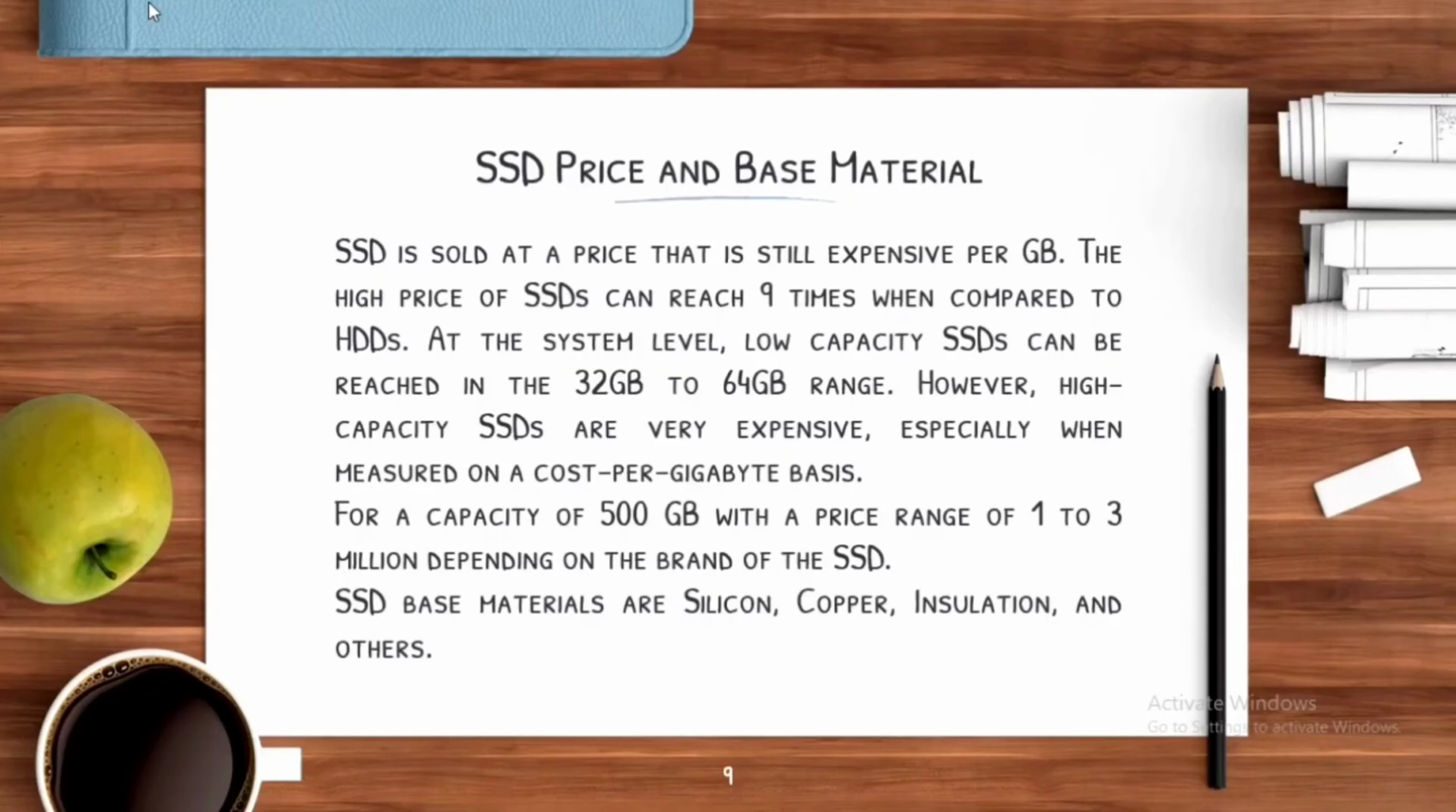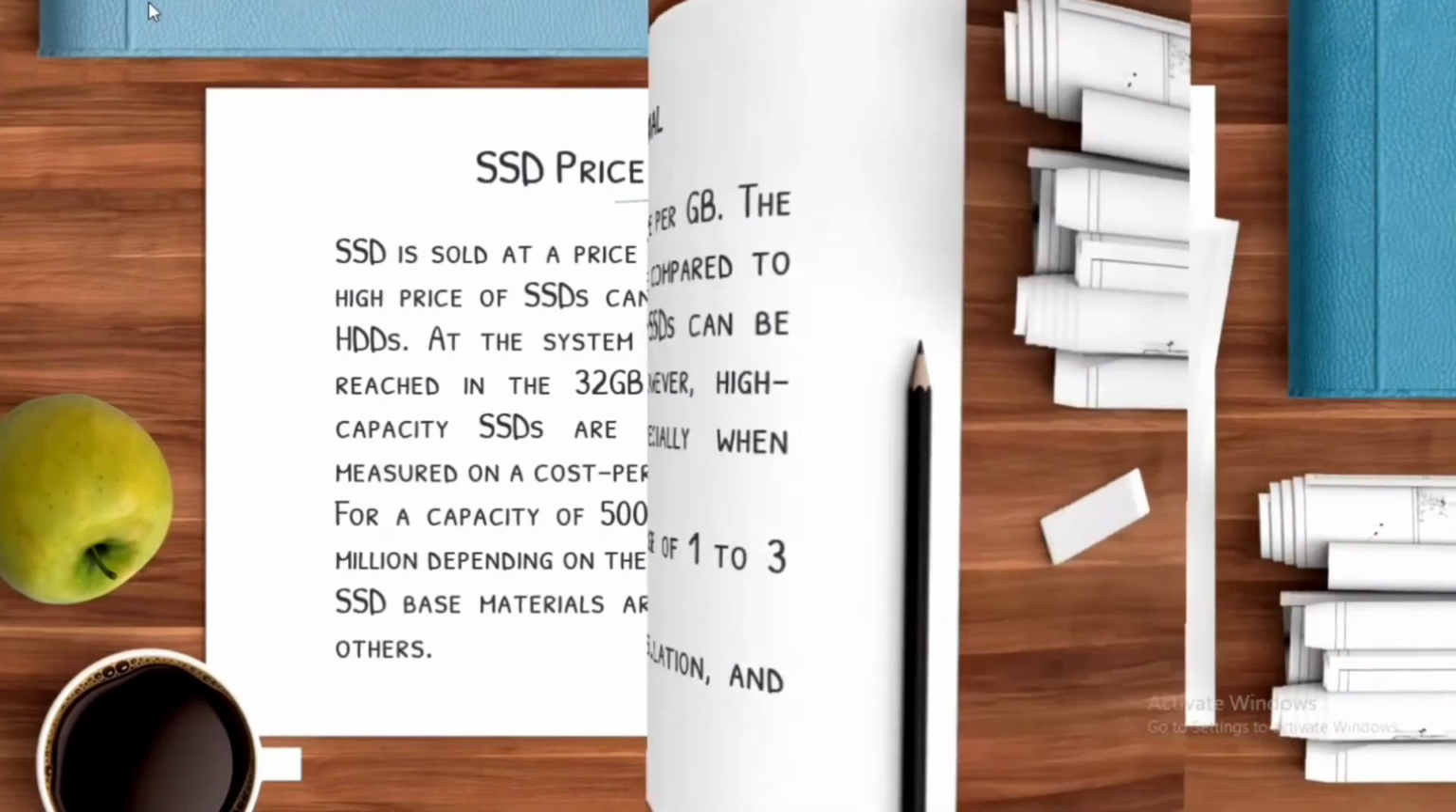For a capacity of 500 GB, the price range is 1 to 3 million depending on the brand of the SSD. SSD base materials are silicon, copper, insulation, and others.